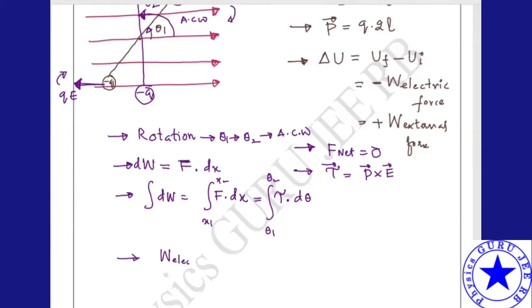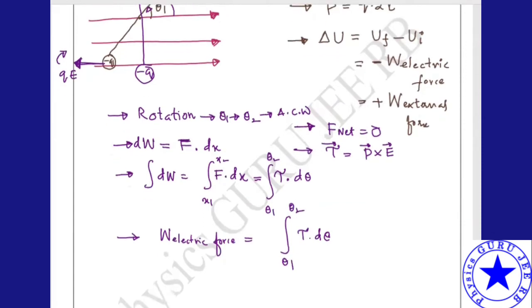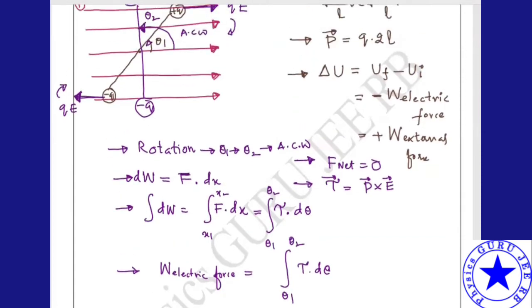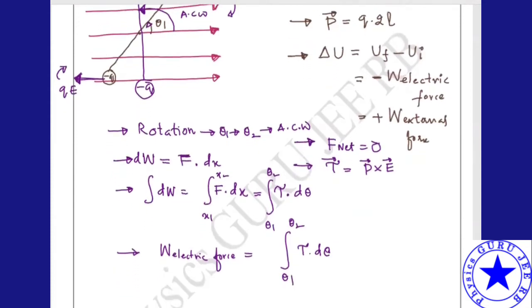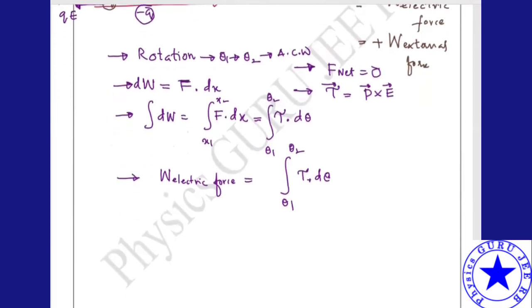So the work done by the electric force can be written as the integral from theta 1 to theta 2 of tau into d theta. Here d theta is the angular displacement, from where to where we are rotating. Right? Hope it is clear till this point. Fine. Next, tau into d theta is nothing but a dot product. Dot product means tau into d theta into cos theta. So now I'll be integrating it from theta 1 to theta 2, tau into d theta into cos theta.